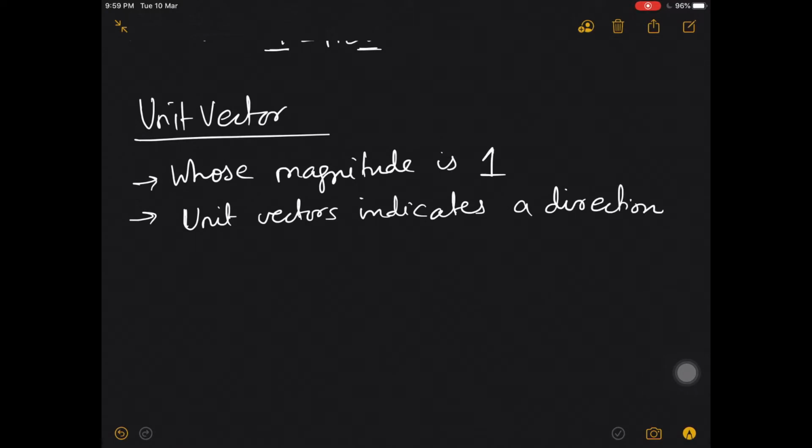Okay. For example, say A is a vector. If I divide vector A by its magnitude, meaning only the numeric value, excluding its direction, then I will land up with the unit vector A, and I denote it as A cap. This cap indicates that it is a unit vector whose magnitude is 1 but the direction is the same as that of vector A.